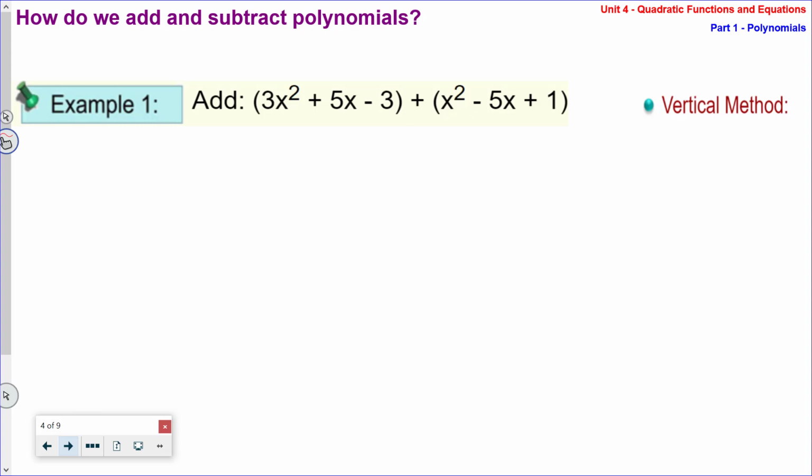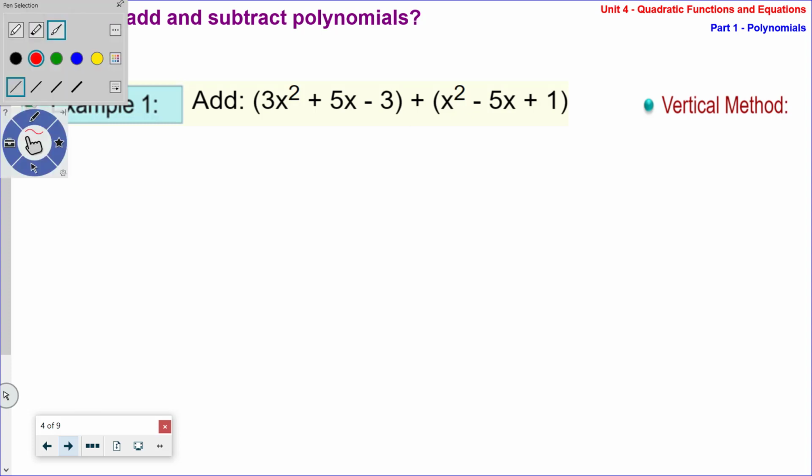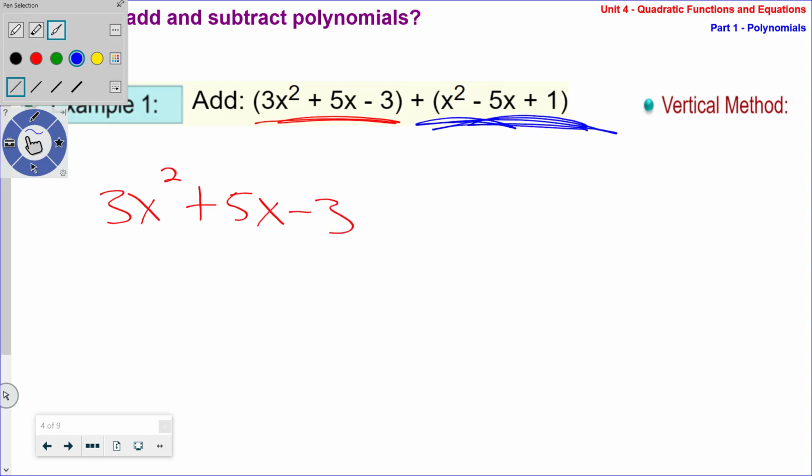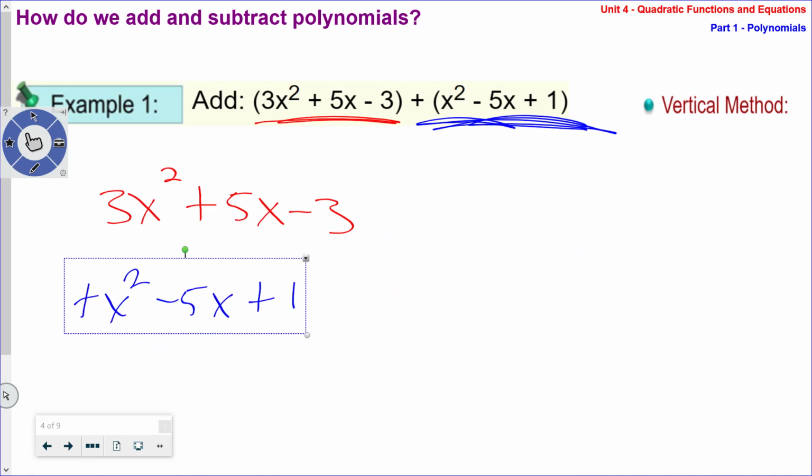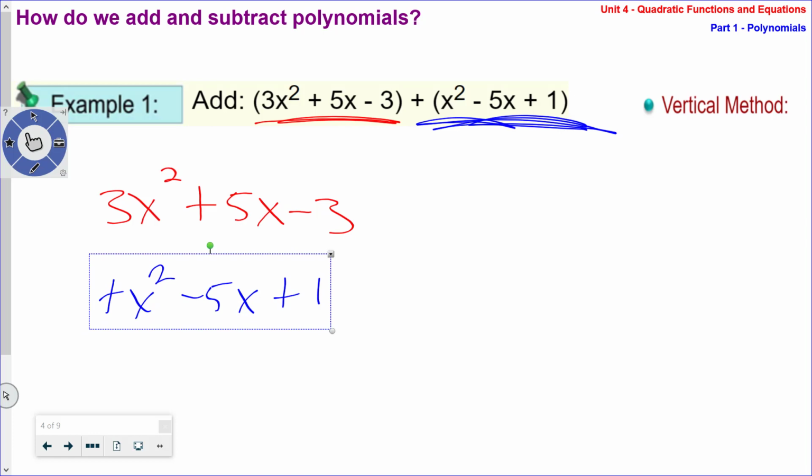Vertical method. When you do the vertical method, again, you have two polynomials. We have 3x squared plus 5x minus 3. And we have this polynomial over here in blue. This is plus x squared minus 5x plus 1. The difference here is that this is the horizontal method, while the vertical method just lines them up vertically, like terms one on top of each other, and we'll combine the terms from there.